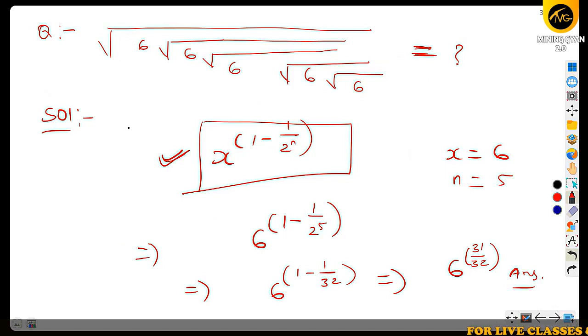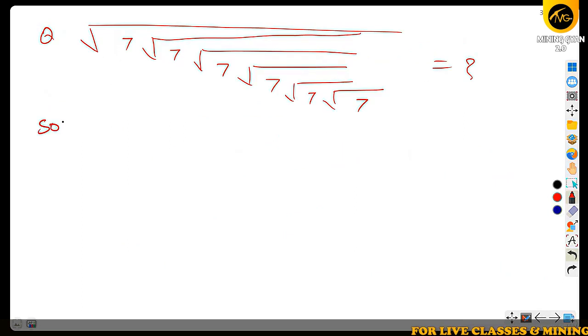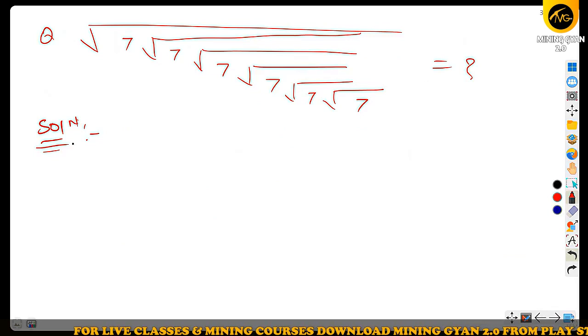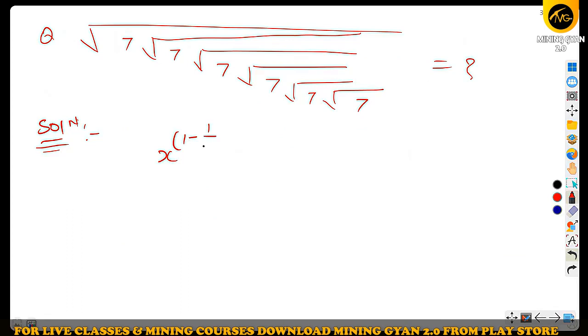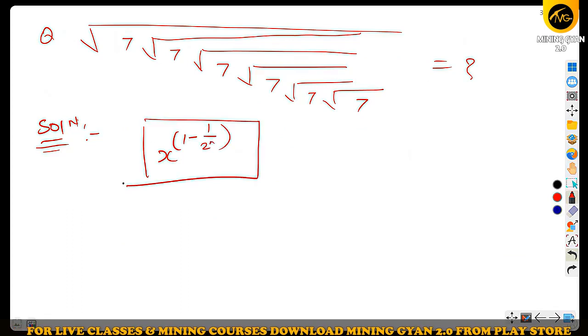Now, this is another example, and let me know the answer. What is the answer of this question? Root over 7, under root 7, under root 7, under root 7, under root 7. How many times? 1, 2, 3, 4, 5, and 6. Just use the formula x whole power 1 minus 1 divided by 2 to the power n and find the answer.